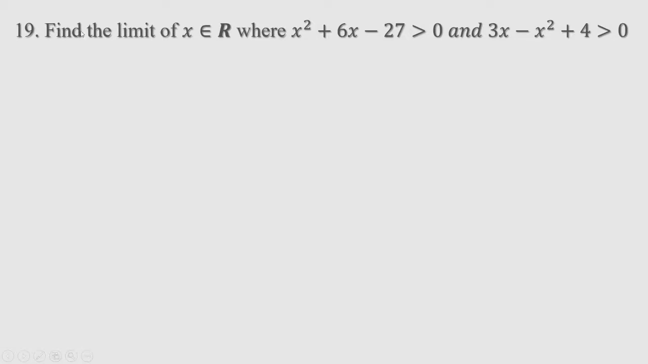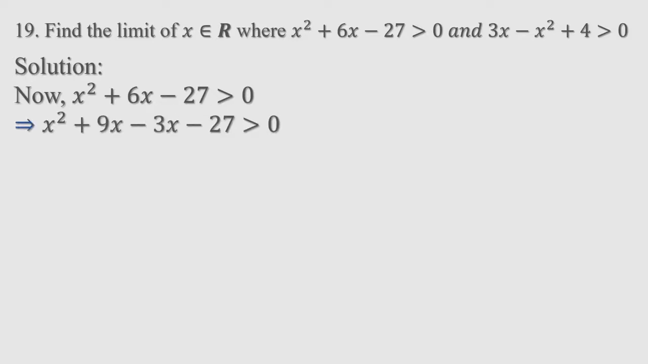Problem 19. Find the limit of x where x square plus 6x minus 27 greater than 0 and thrice x minus x square plus 4 greater than 0. There is an AND operation between these two conditions. Solution. Now, first condition, x square plus 6x minus 27 greater than 0.